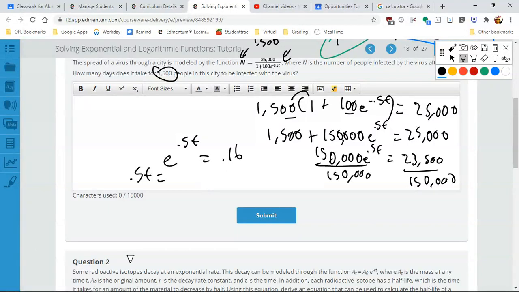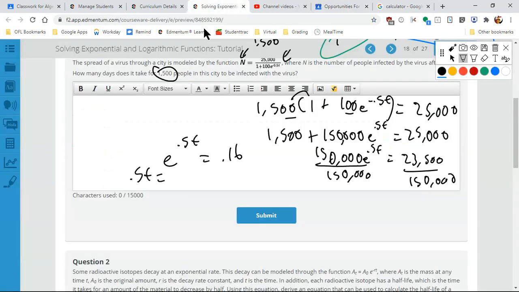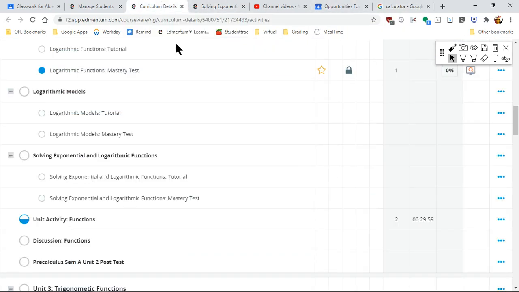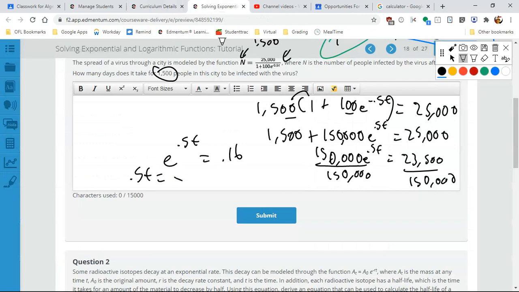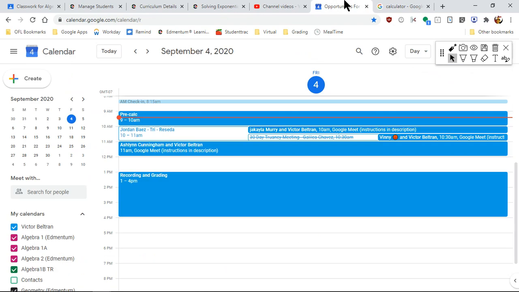And I'm going to divide that by 0.5. Oh, because it's going to be a fraction. This t ends up being a negative exponent, so it ends up being a fraction of the time. What was this? Negative 1.85. Negative 1.85 divided by 0.5. Divide this by 0.5. Get negative 3.7.